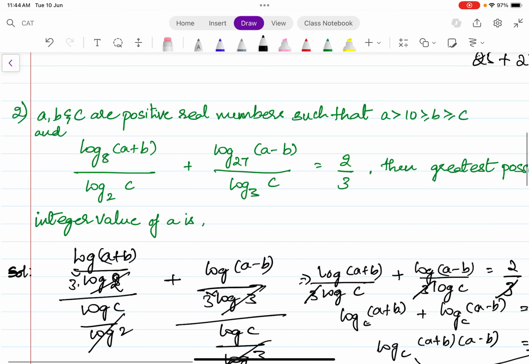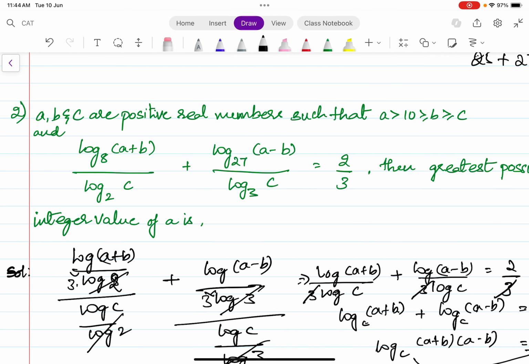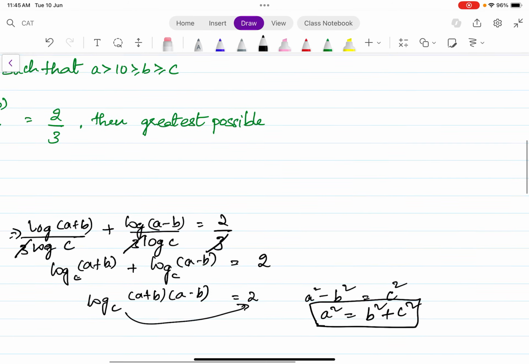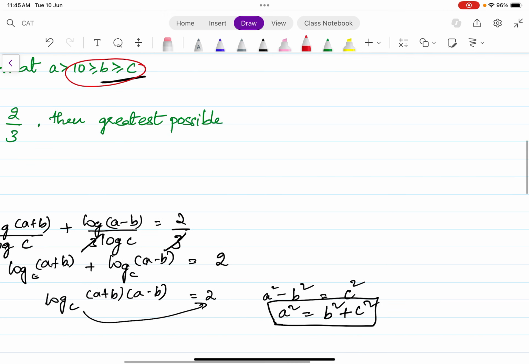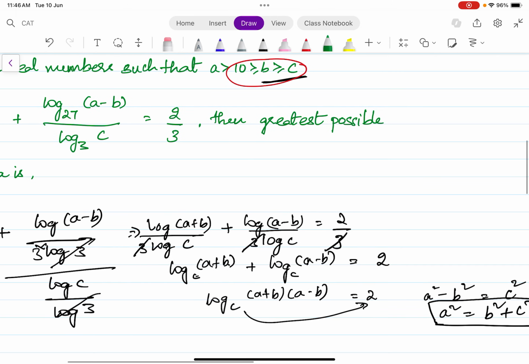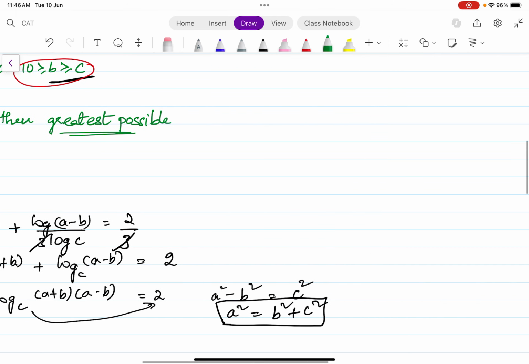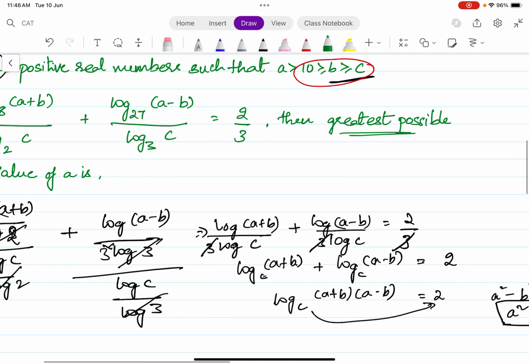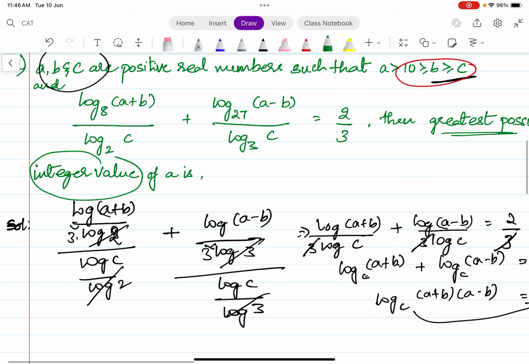Now it is clearly mentioned here that all the three are positive integers, right? And now we have an upper bound on b and c. So if you observe here, b and c should be less than 10. Both can be equal also. Therefore, let us take the maximum value. So since we want the greatest possible value, let us assume b equal to 10 and c is also equal to 10, which gives you what? a square is 200.